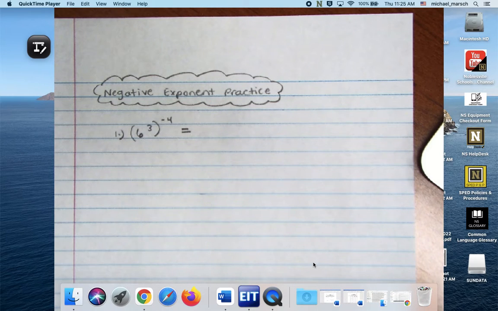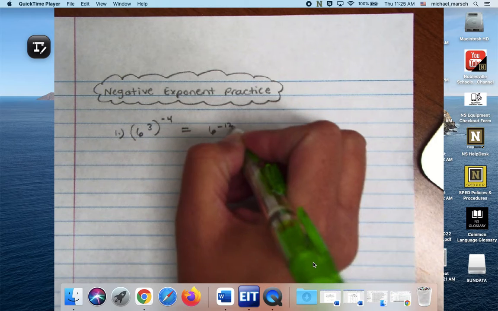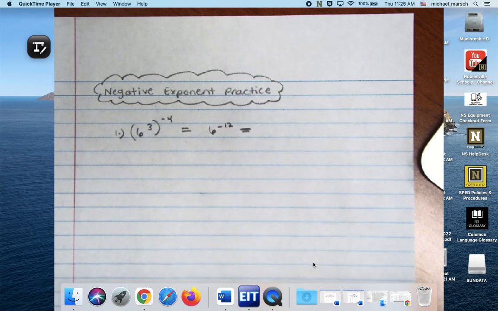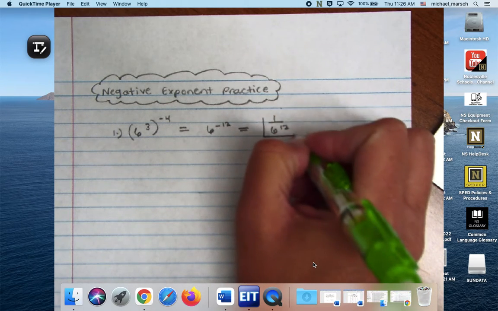These are going to be multi-step because you're going to have to use one of our previous rules and then use the negative exponent rule. So what am I going to do first here? Gianna? I'm going to get 6 to the negative 12, and I can't leave it like that because it's got that negative there. What's it going to be? Maggie? Would it be 1 over 6 to the 12? Perfect. That's my final answer there.